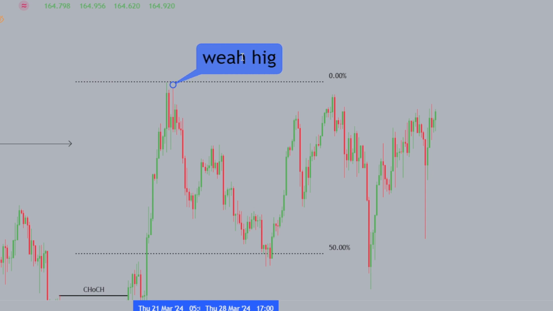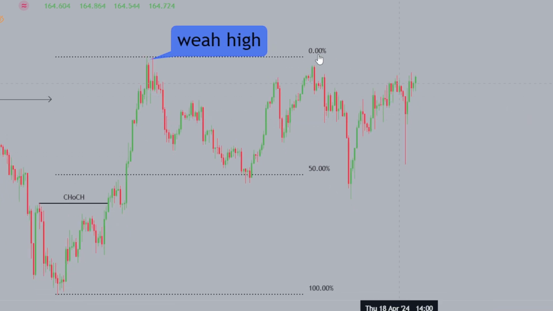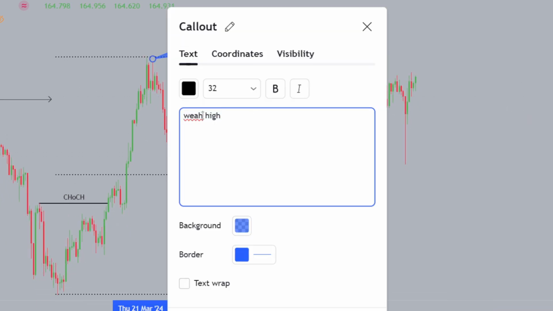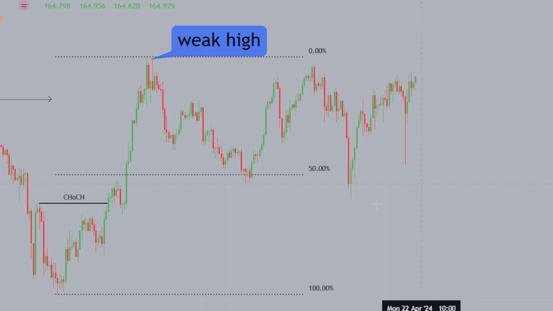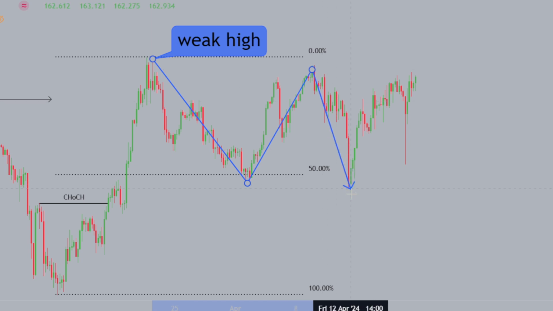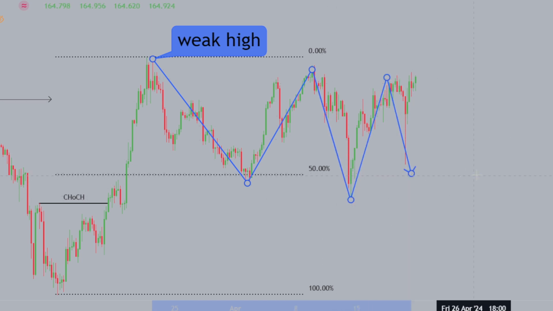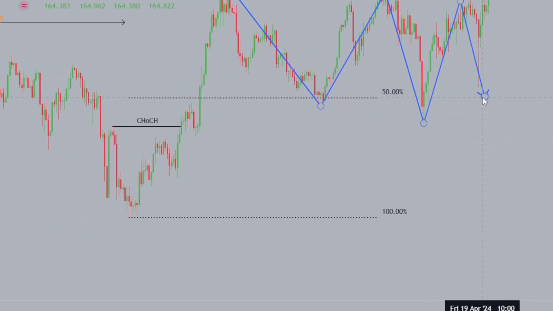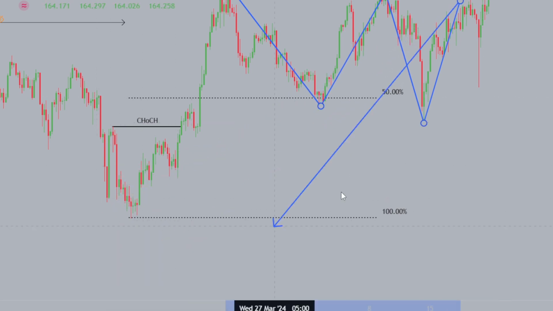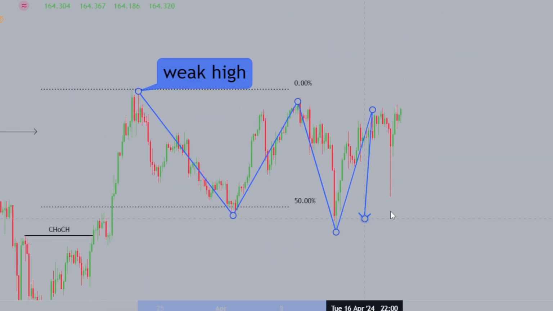The reason why it's a weak high is because this high over here has struggled and has not produced a new low. We've had 2 drive pushes down, actually 3 drive pushes down, but we haven't broken the last low, which is all the way down here. So this high is deemed as weak.